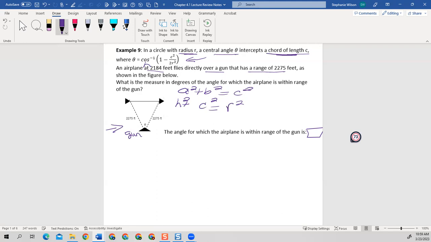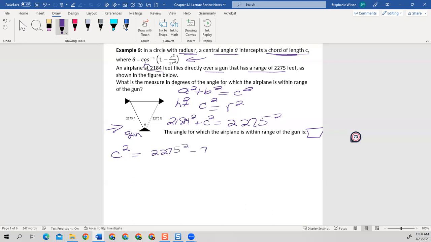Now, let's plug in what we know. Well, we know that height is 2184, and we're going to square it. We don't know the chord yet. We do know the radius, which is 2275, and we're going to square it. I'm going to subtract the 2184 squared from both sides. It's going to leave me with c squared equal to that.